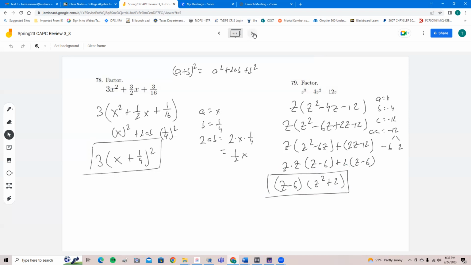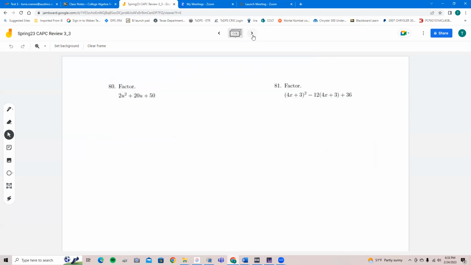Always check by multiplying back through, if you so desire. Okay, next, 80 and 81. Look for a common factor in all three terms. We do have one, so let's pull that out. u squared plus 10u plus 25.